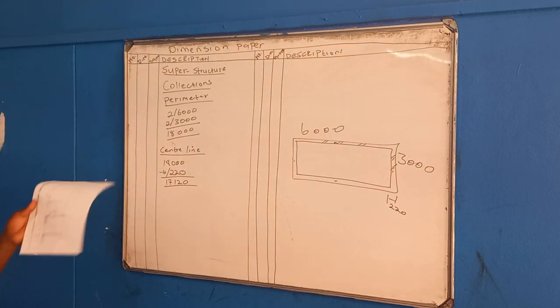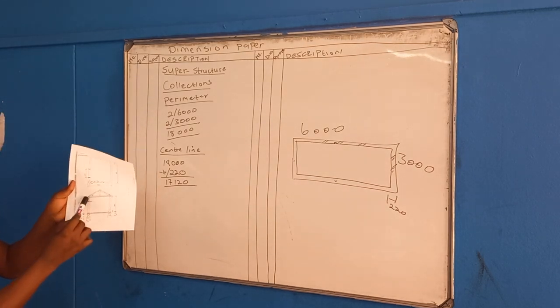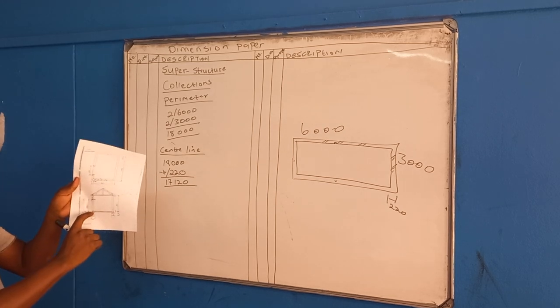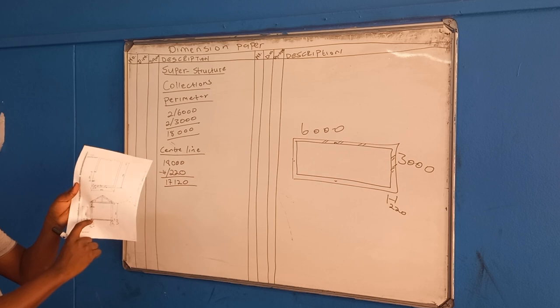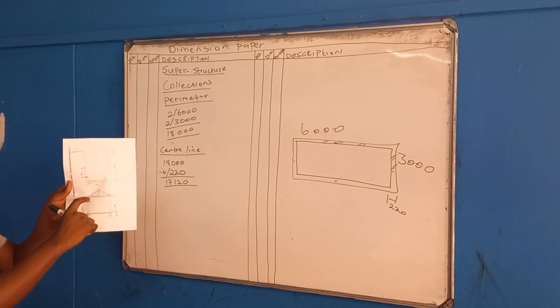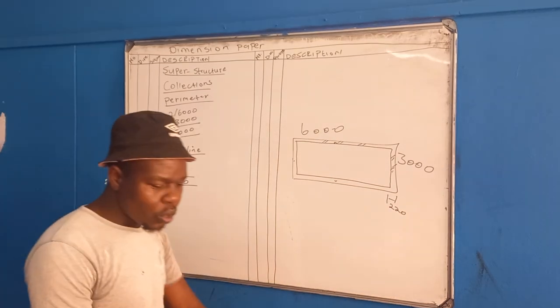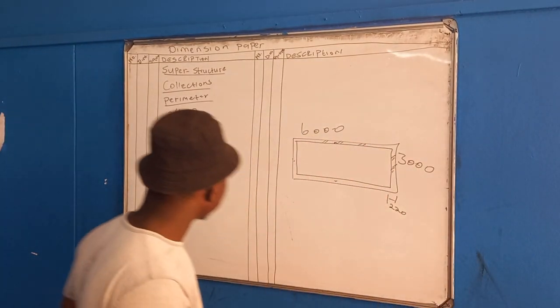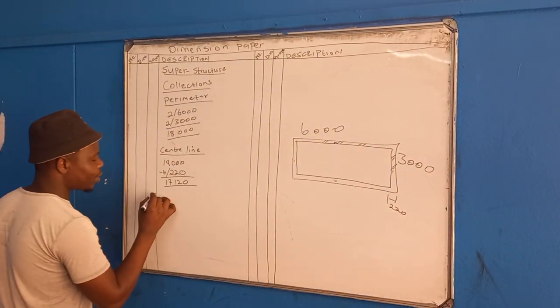So your superstructure is from here up to here, right? Hence they said from below the surface bed. So it's from below the surface bed to this part, to the roof. Okay. So the first point they said we should complete is our DPC.